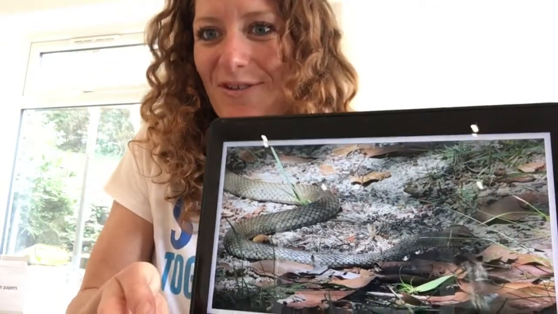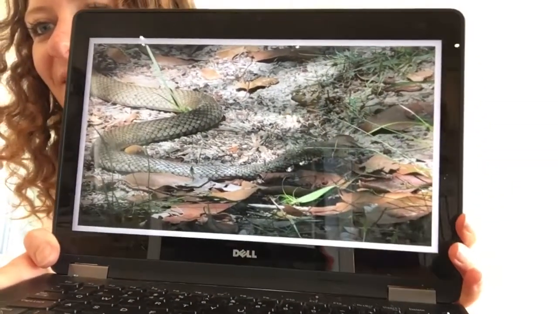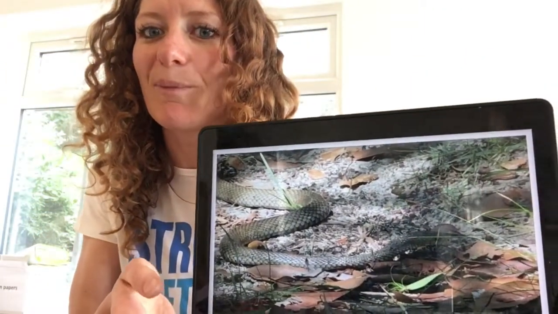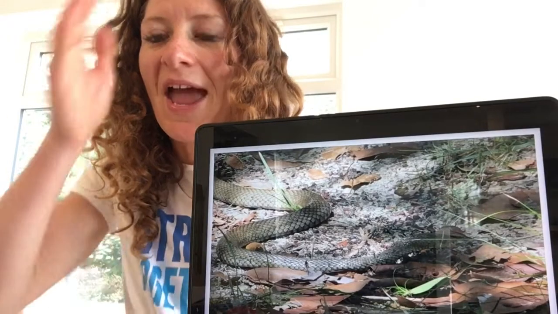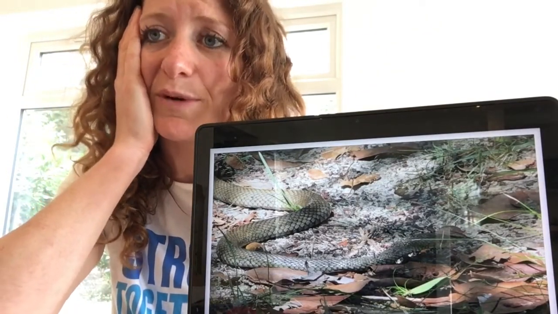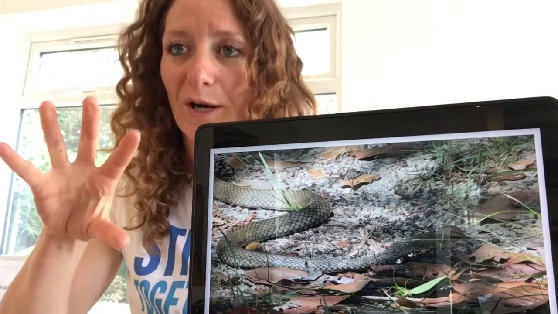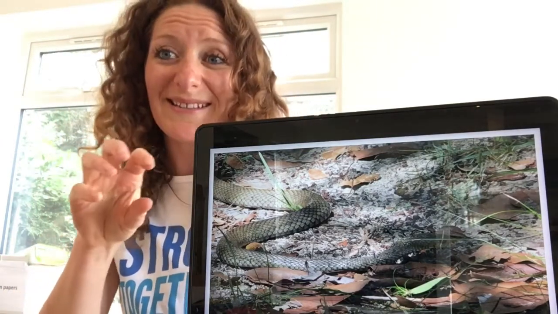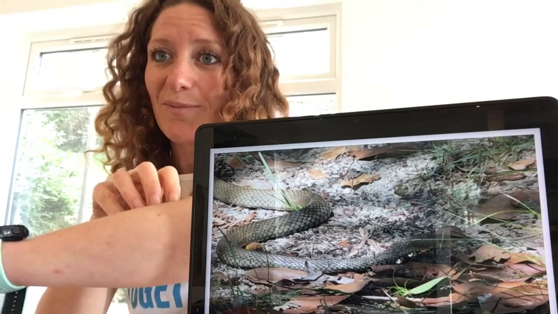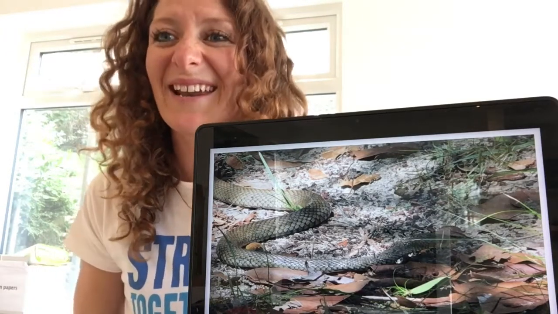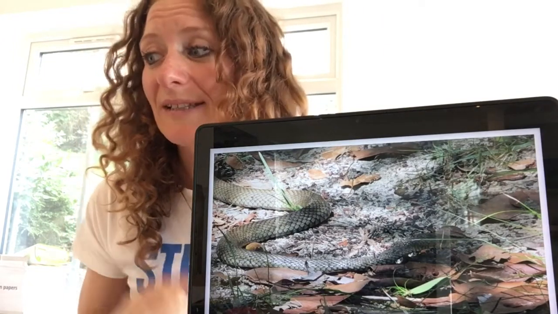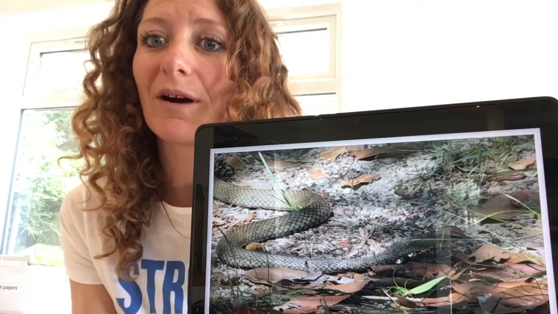So, have a good look at this photograph. This, my friends, is called a king brown snake. Now, king brown snakes are the second most venomous snake in the world. So what that means is if a king brown snake bites you, it injects a venom into your blood, and then that can cause all sorts of problems. And actually, these are responsible for quite a lot of people dying.